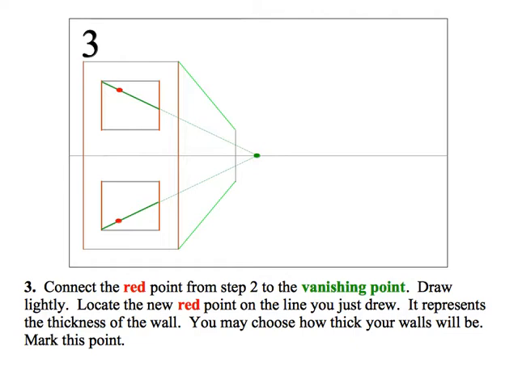Connect the red point from step 2 to the vanishing point. Draw lightly. Notice you do not have to go all the way through to the vanishing point, just inside the window. You will then locate a new red point on the line you just drew. It represents the thickness of your wall. You get to choose how thick your walls will be. Mark this point.